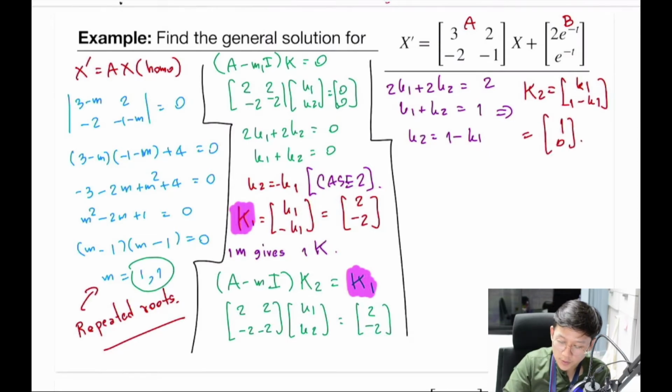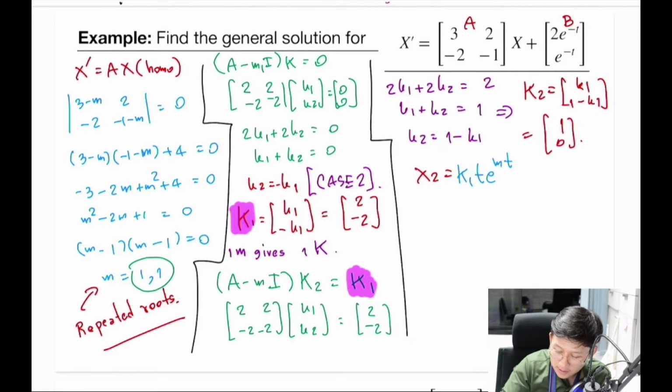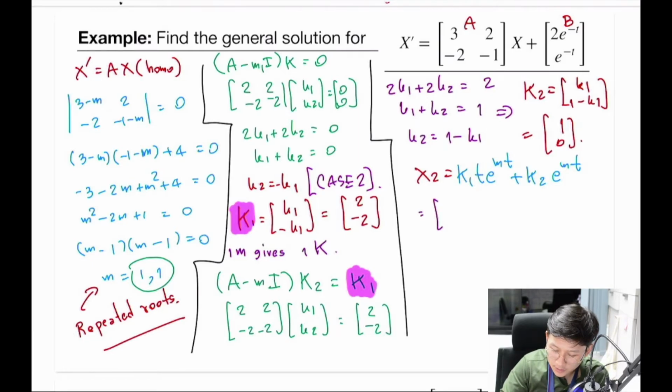Good. So I get x2, which is what is it? What is x2? Guys, you need to memorize the formula. So x2 is k1 t e to the mt plus k2 e to the mt. If you remember, you have m and then reducing the orders. So you have here k1 would be 2, minus 2, t e to the t plus 0.